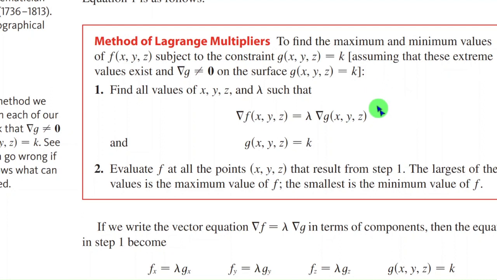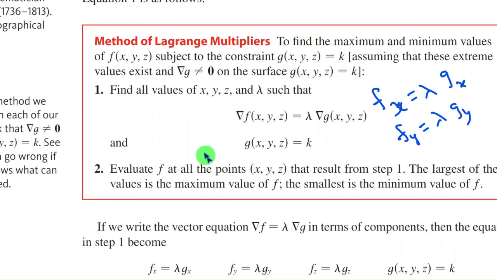f_x equals lambda into g_x, that is, the partial derivative with respect to x. Both sides are differentiated with respect to x. So f_x equals lambda times g_x. Similarly, f_y equals lambda times g_y, and f_z equals lambda times g_z. That is the meaning. And also the constraint g of x, y, z equals k.